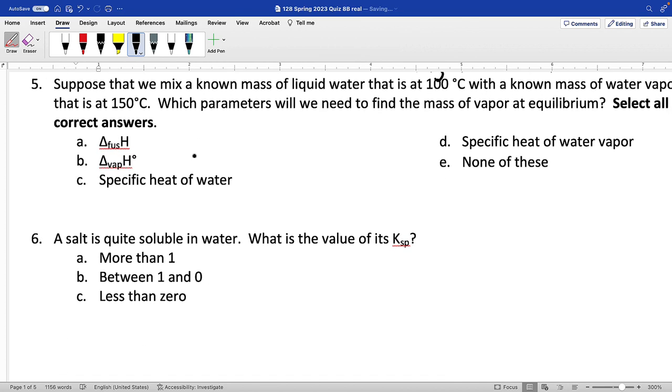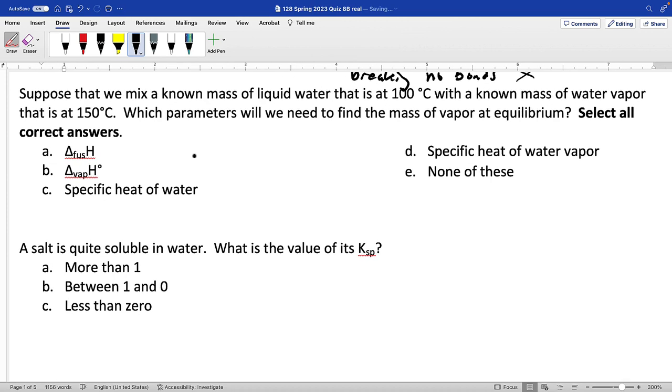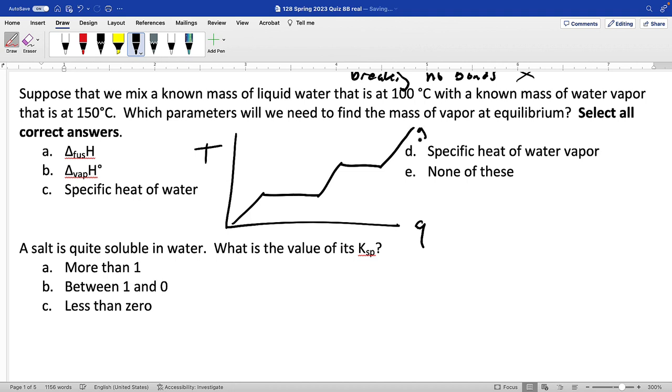Suppose you mix water at 100 degrees C with water vapor at 150 degrees C. What parameters do we need to find the mass of vapor at equilibrium? So doing this, we should start by drawing our temperature heat plot. So we've got gas, we've got liquid, we've got solid, and we know that this is Tm and this is Tb. And so now we look and see where we started. Well, we have liquid water, but it's at the boiling point already, so that's this point. We have water vapor, but it's above the boiling point, that's this point.